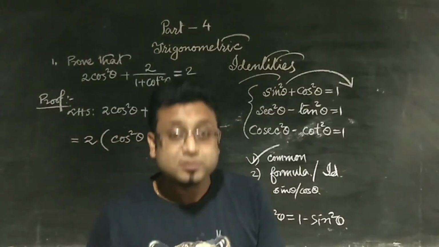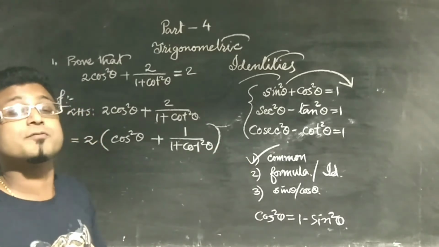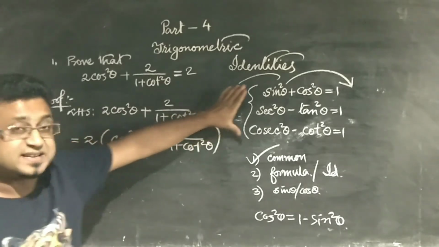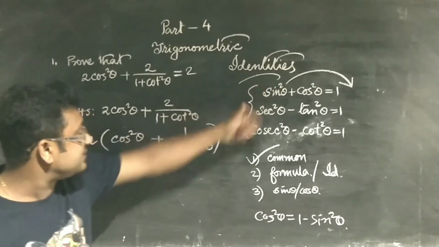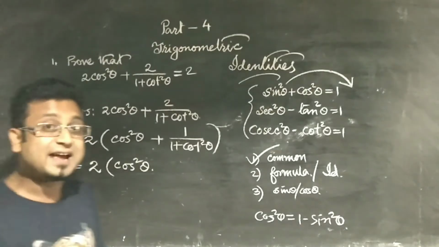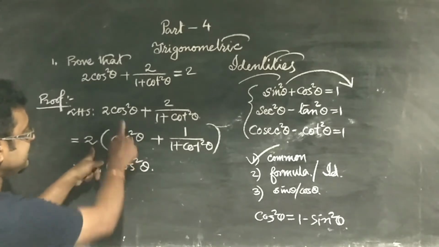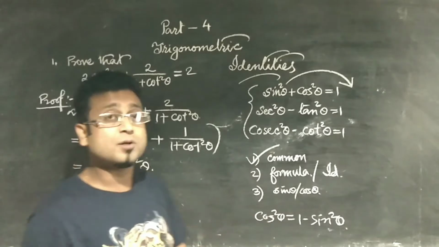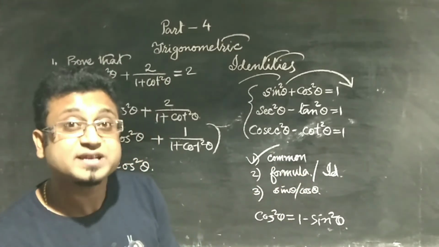Remember, in all the sums you may not get a common factor. If it is there, then only you are to take it. Next part is the application of formula or identities. Now just see nicely, and these are our identities. Check whether we can apply any one of them in this case. Already I have taken 2 common. After taking common, we are left with this term. 2 I have taken out, that means cos square is left, and 1 by 1 plus cos square.